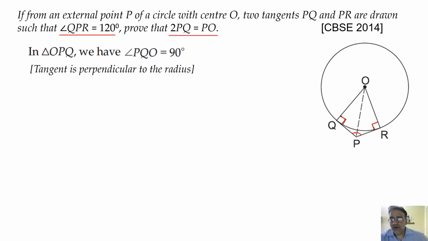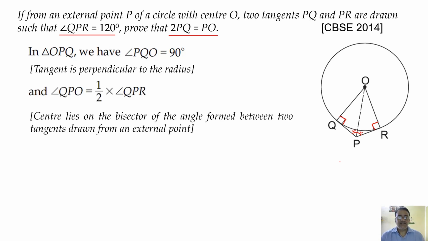Now this angle QPO, angle RPO, both are equal. Why? Why these two angles are equal? Because center lies on the bisector of the angle formed between two tangents drawn from an external point, right? So ये पूरा full angle का half हो जाएगा. What is the full angle? 120 degree. So what is the half of 120 degree? 60 degree, right? So we got this angle as 60 degree.